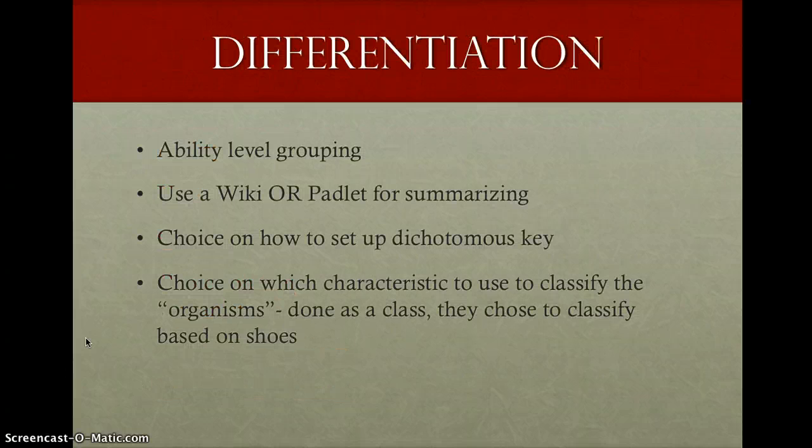I differentiated by using ability level grouping. They could choose a wiki or a Padlet. They got to choose how to set up their dichotomous key, and they got a choice on which characteristic to use.